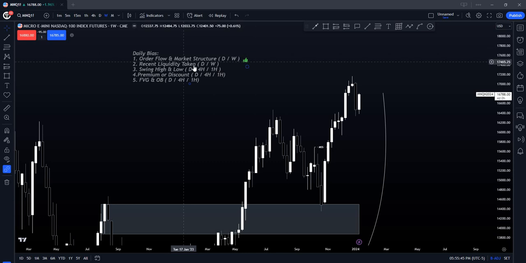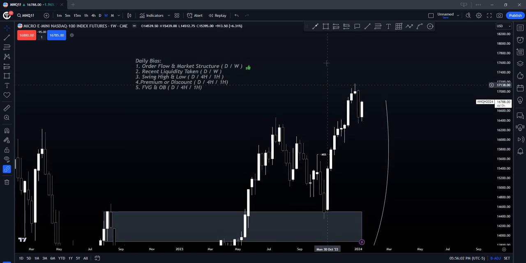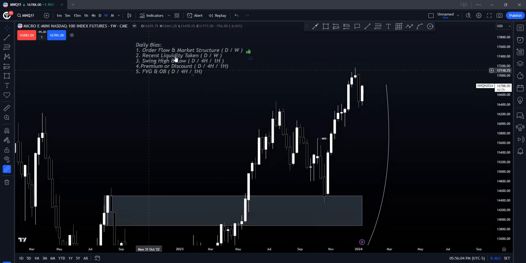Before we go over the rest of the steps, we're going to do all five steps. Whichever steps are favoring more bullish or more bearish is the bias for the day. So say we have three bullish steps and two bearish steps, we're going to be bullish for the day. Say we have three bearish steps and two bullish steps, we're going to be bearish for the day. So whichever one adds up more.